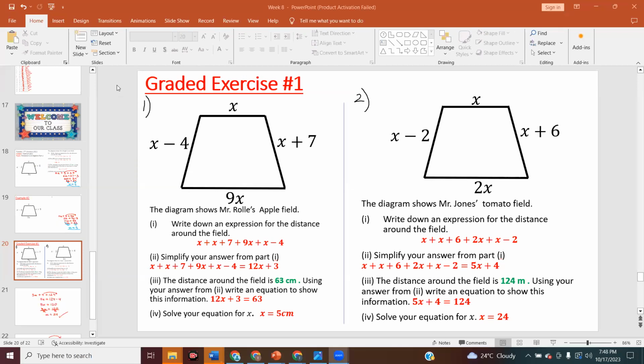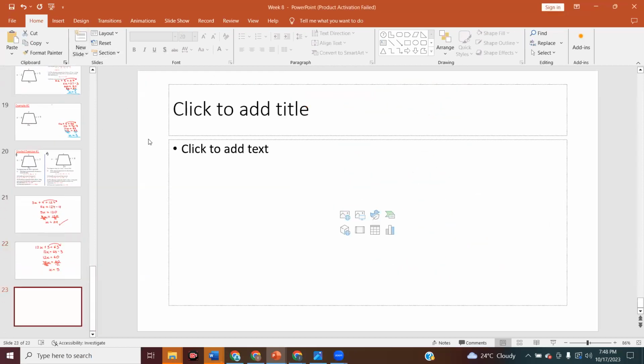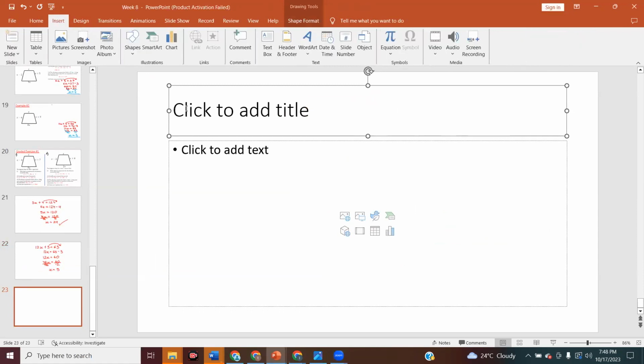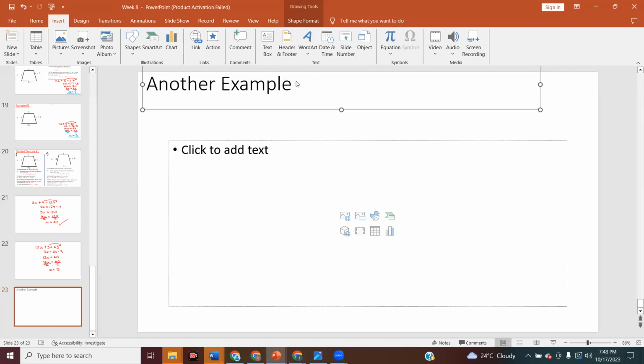All right, good. Okay, so let's go on and do one more. I think we have time for one more example. We're going to do this together, and let's see if we can get this done in short order. So let's say that we have this shape. Let's say another example. Write this down as well.